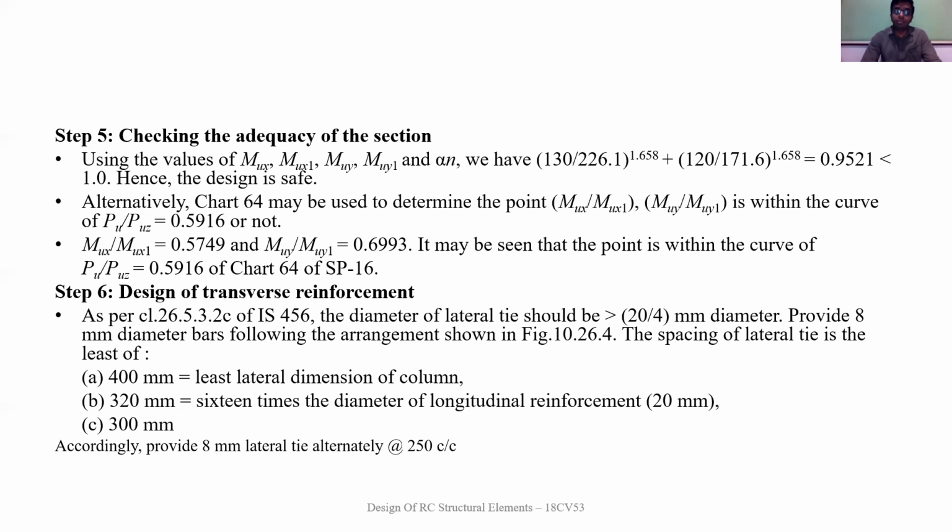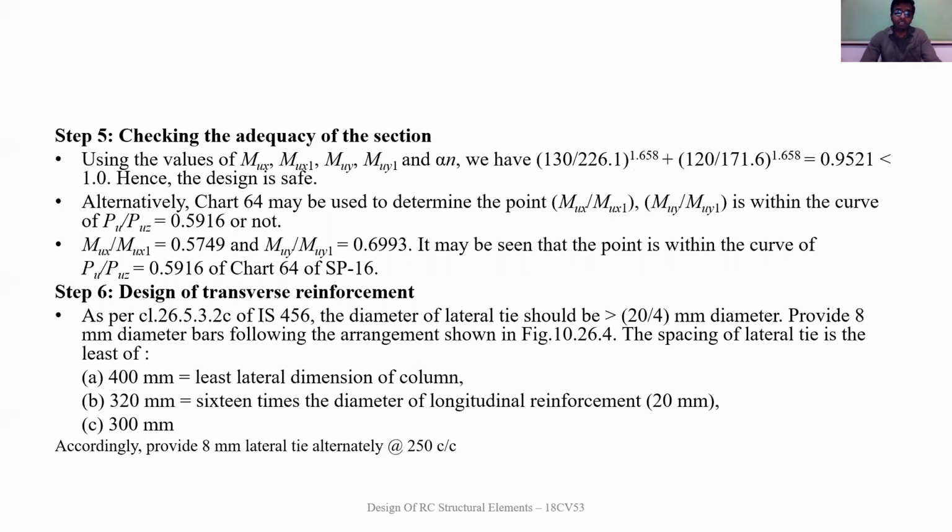Alternatively, chart 64 may be used to check whether Mux by Mux1 and Muy by Muy1 is within the curve of Pu by Puz equal to 0.5916 or not. We need to cross check it. So we know Mu by Mux1 and Mu by Muy1, and it may be seen that the point is within the curve. This is an alternative method. Either you can use the first method or the second method. But it is always advisable to use the first method, where Mux by Mux1 to the power alpha n plus Muy by Muy1 to the power alpha n should be less than 1.